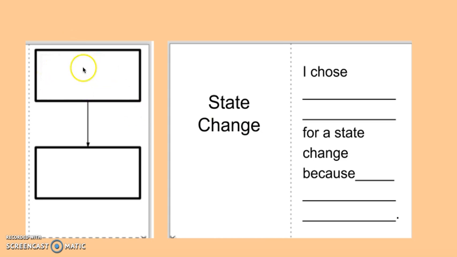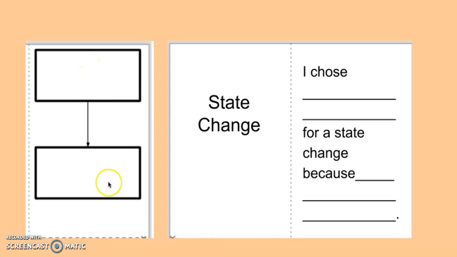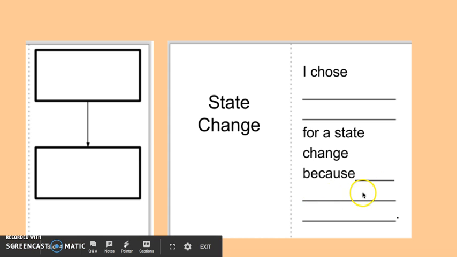But if I were going to draw my picture, I would start with an ice cube. So I would draw a picture of an ice cube here. And then I would draw a picture of an ice cube that's melted, maybe a puddle. That's an example of a state change, going from a solid to a liquid. Then on the inside here where it says state change, I would write, I chose an ice cube melting for a state change because an ice cube goes from a solid to a liquid. And my state change would be finished.